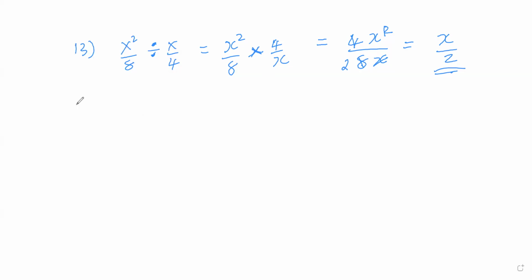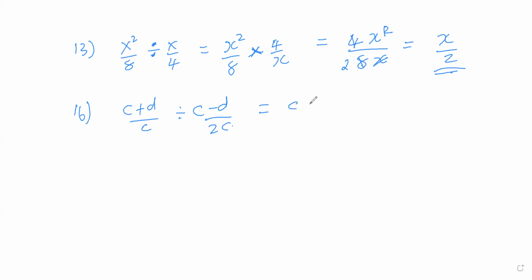Number 16. 16 says c plus d over c divided by c minus d over 2c. Okay, same method, same thing applies. We can't factor numerator or denominator in this case, so we can just change our division to multiplication and see which factors cancel out and we simplify.